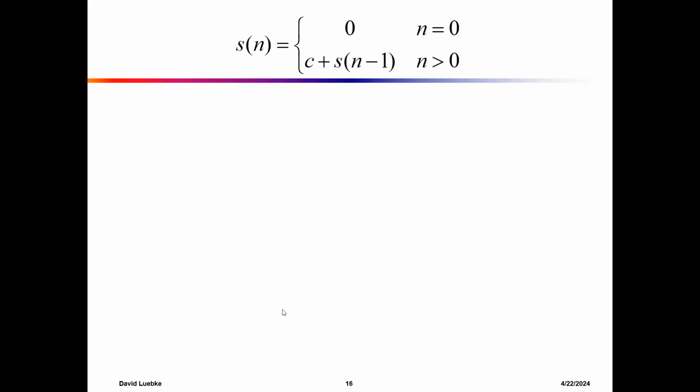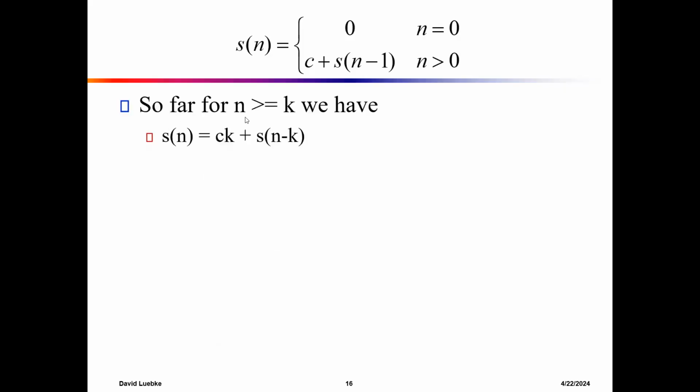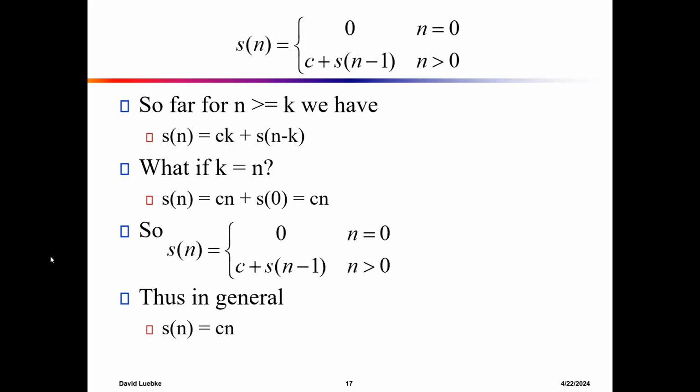So this K is some constant representing some value anywhere in the process. So far, for n greater than or equal to K, we have that. But what happens if K is equal to n? We'll see that when n is equal to 0, the time is that. So in general, S of n is equal to C of n.